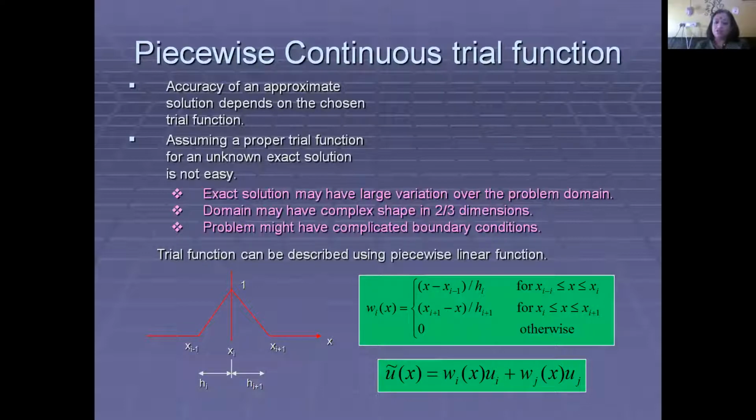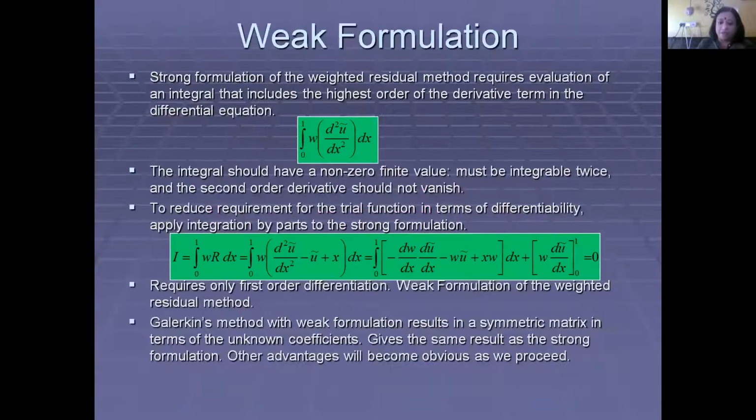The exact solution may have a large variation over the problem domain, in the sense that the exact solution does not have to be quadratic or linear. It can be a combination of many things.